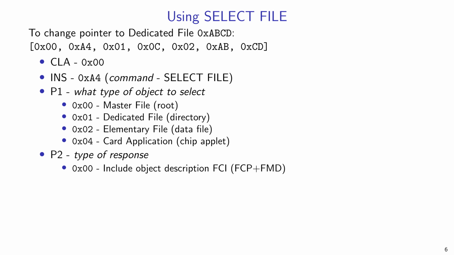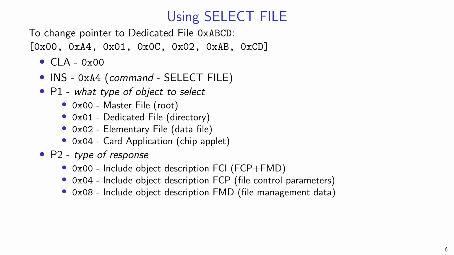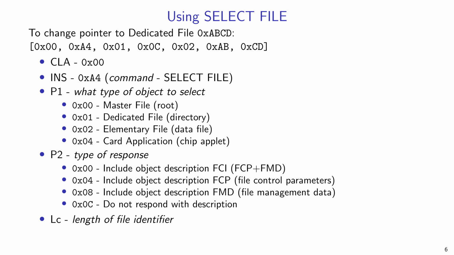If we specify 0, the card will return the object description. This is some kind of metadata about the object. 04 and 08 include only a subset of this metadata. And 0C requests that the object simply be selected without returning any metadata, and this is what we will use most of the time. LC, or length contained, specifies the length of the file identifier.